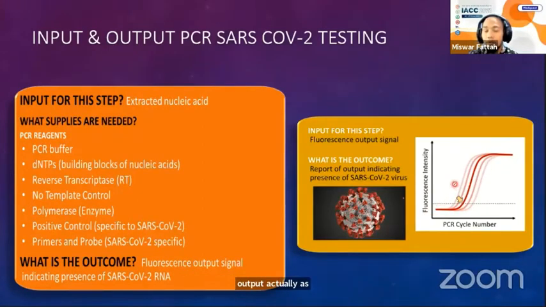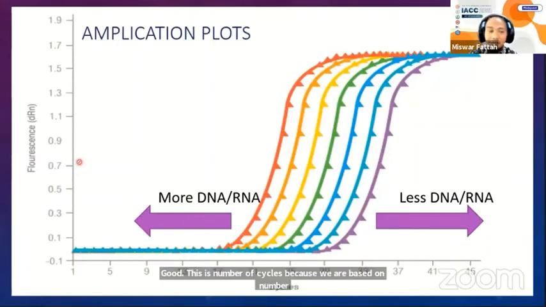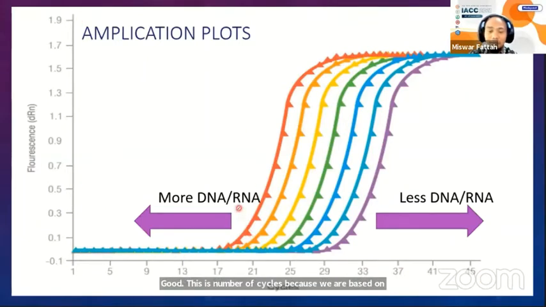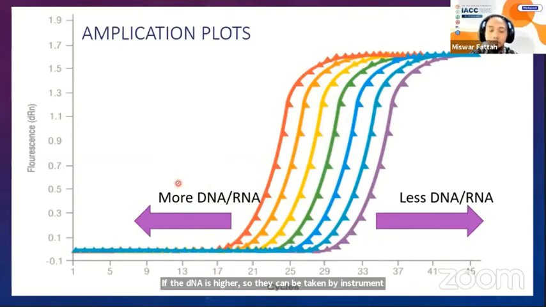So we need to know how to read the curve. Yes. If you look at the cycle PCR, real-time PCR curve, this is the number of cycles, because PCR is based on number of cycles, and fluorescence intensity. If the DNA is higher, the instrument can detect it in the early cycle. So it means more DNA or RNA, or if it is very late, then there is less DNA or less RNA.